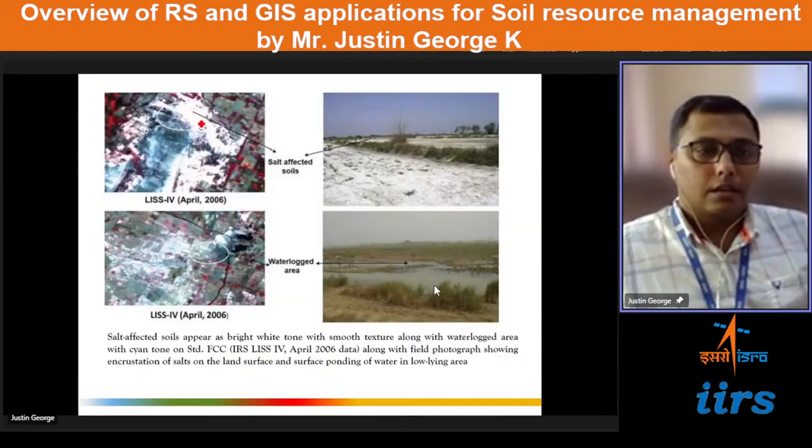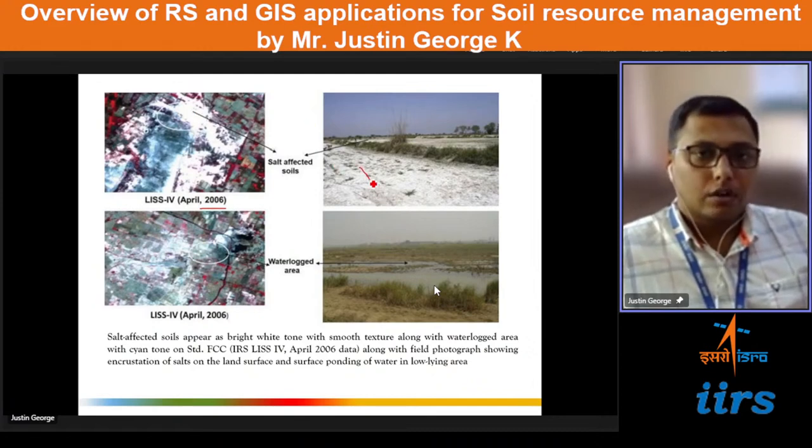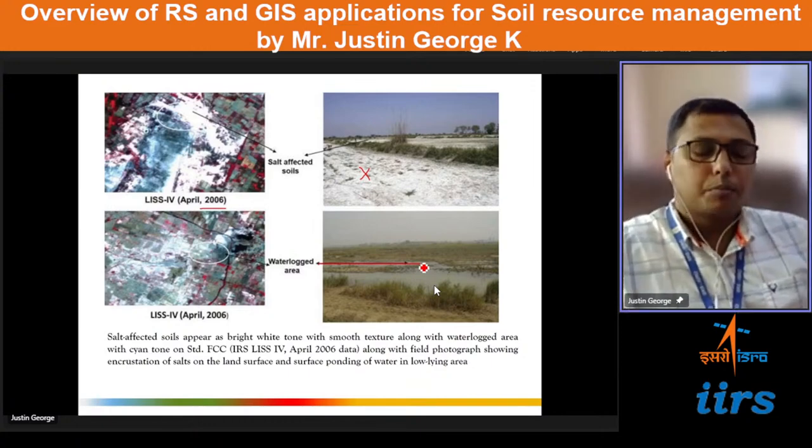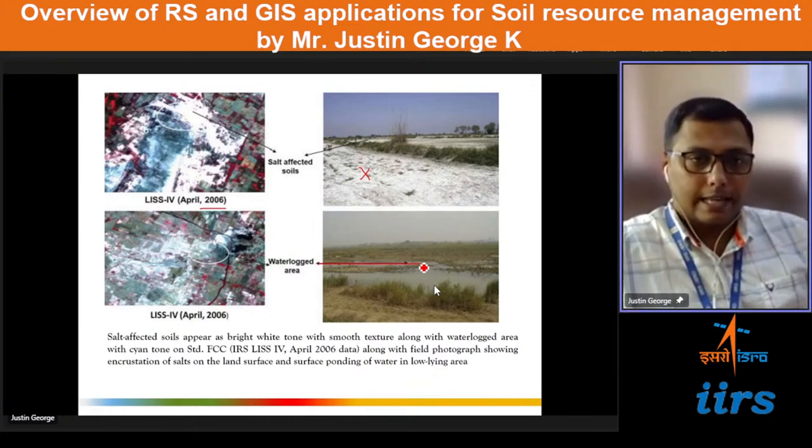Here also you can see this is an old image, but it's a classical image of the waterlogged as well as the salt affected region. Here you can see the salt affected region which has very bright reflectance, and the same area itself you can see is a very dark colored area, and this is the corresponding photograph because of the ponding of the surface water in the low-lying areas.